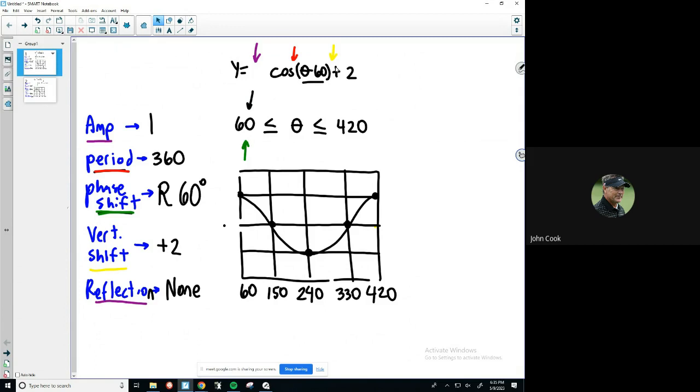Vertical shift is 2, so instead of putting a 0 there, I'm going to put a 2 there. And then the amplitude is 1, so I'm going to keep going up by 1 each time and down by 1. And there's my cosine graph. That's how you would do this one.